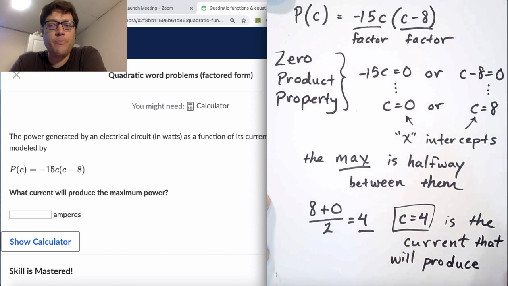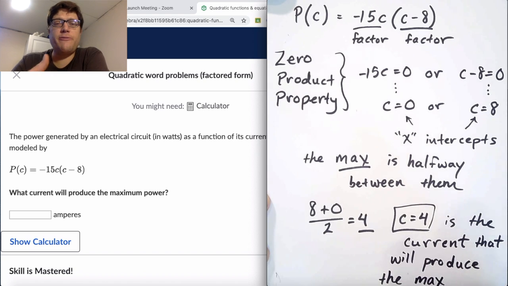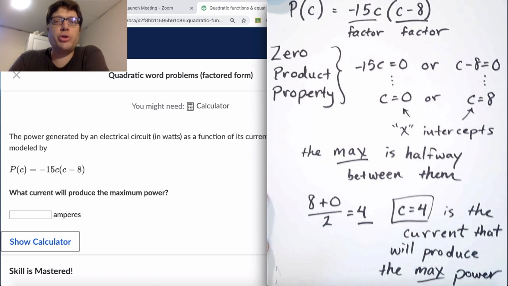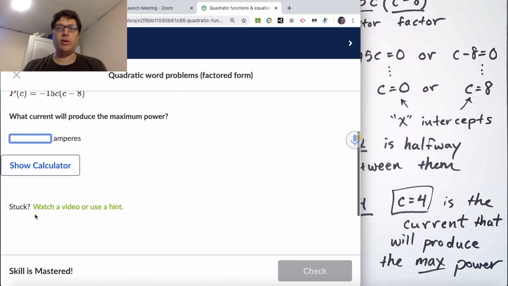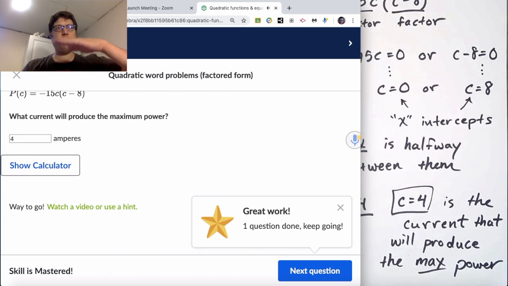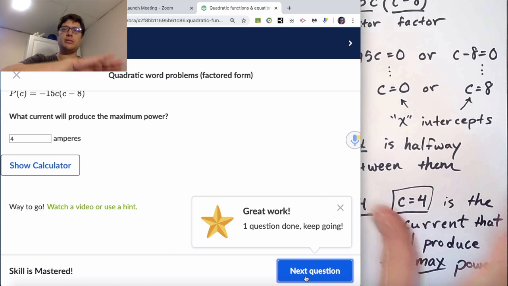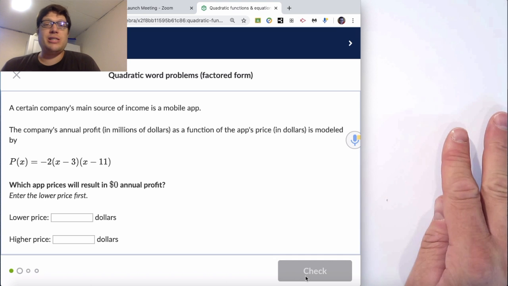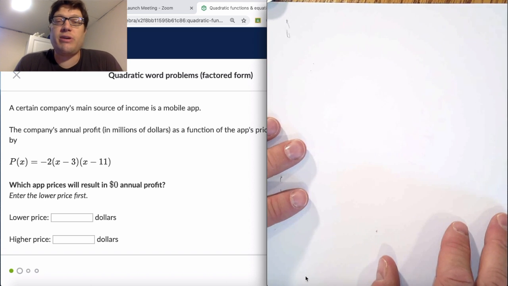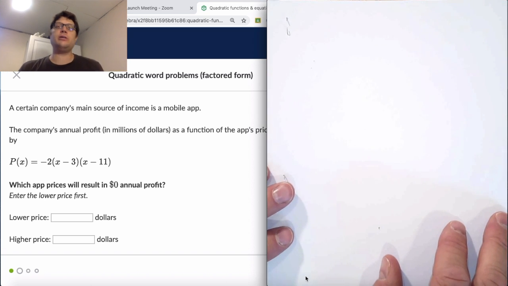Continuing to solve it, we are trying to figure out where this current will produce its maximum power. Well, because of the shape of a parabola, which is symmetric, the places where the graph crosses the x-axis on either side are exactly halfway between. So we use the idea of average: add up the intercepts and divide by 2, and that answer is exactly in the middle.